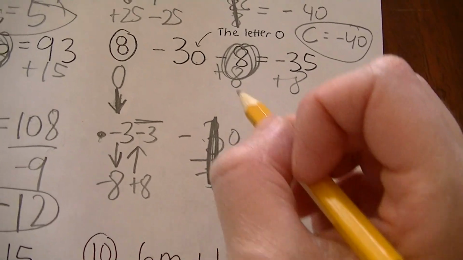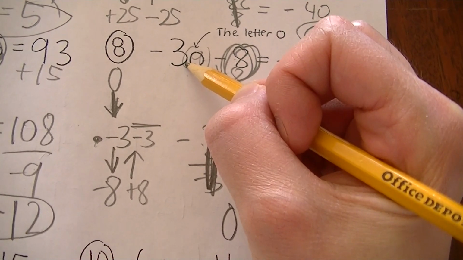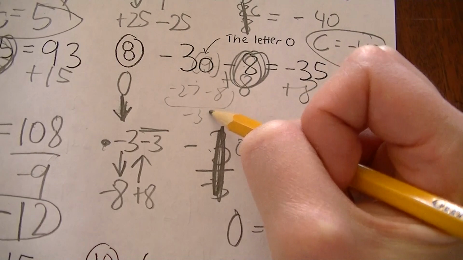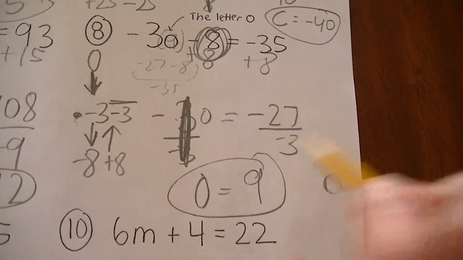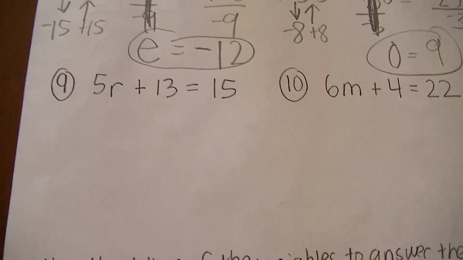Check it. Boom. So negative 3 times positive 9 is negative 27. Negative 27 minus 8, that right there is negative 35, just like on that side. So that is correct, so I'm going to circle it. All right, over here, build it.